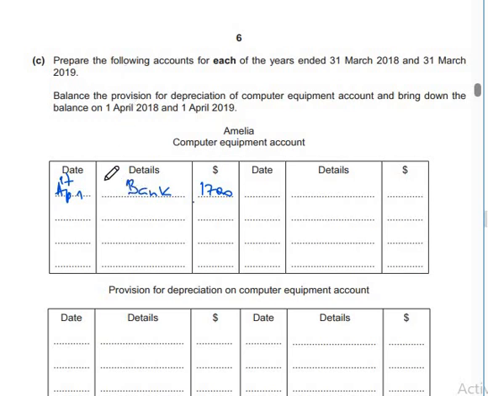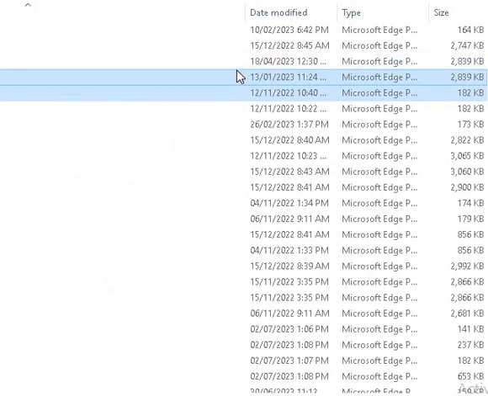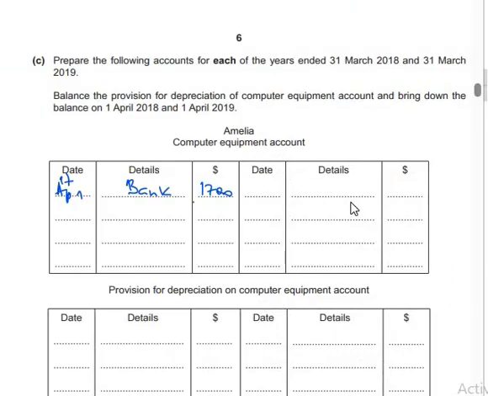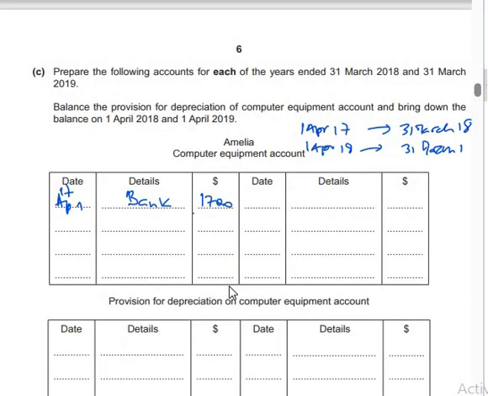Now, the year started on 1st April 2017, which means the year ended on 31st March 2018, right? And the other year started on 1st April 2018. It's very important that you take care of the date, and it will end on 31st March 2019, right? So 2019 here, that's when the second year ends.